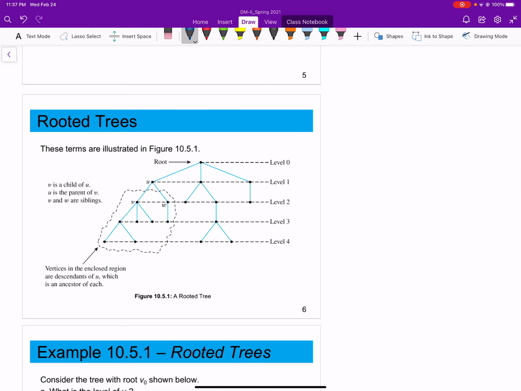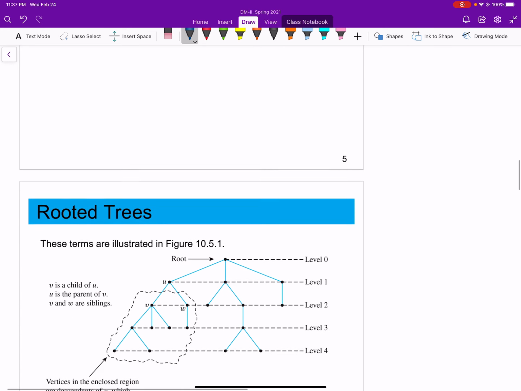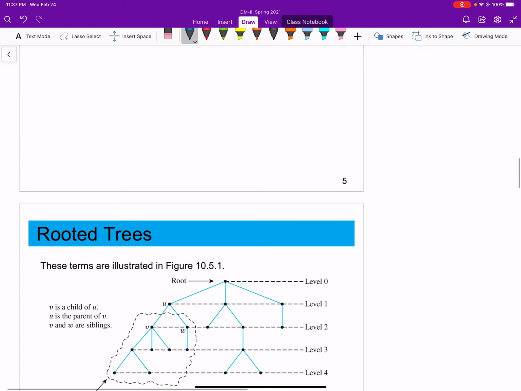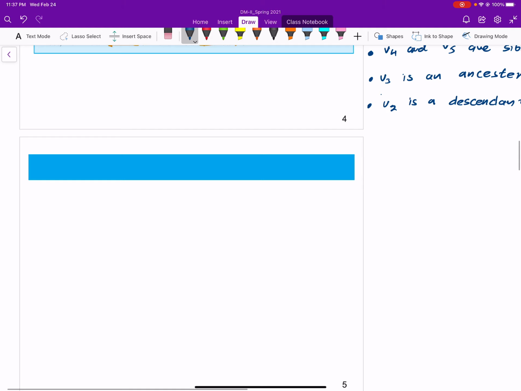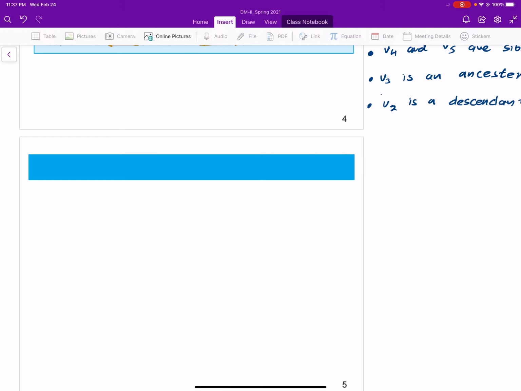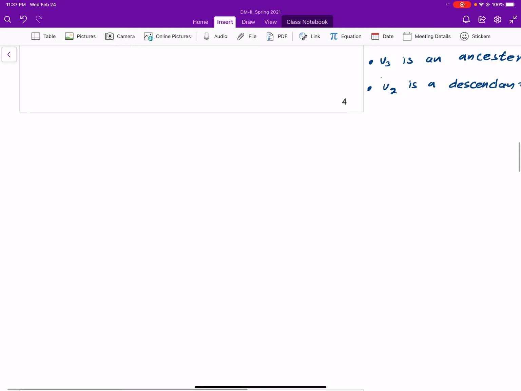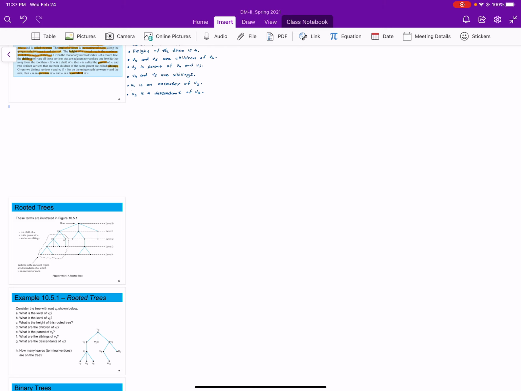There's an example of a rooted tree. These terms are illustrated in figure 10.5.1. That means the terms that we learned earlier are illustrated in this slide. First of all, let me try to delete this extra slide. Give me a second.